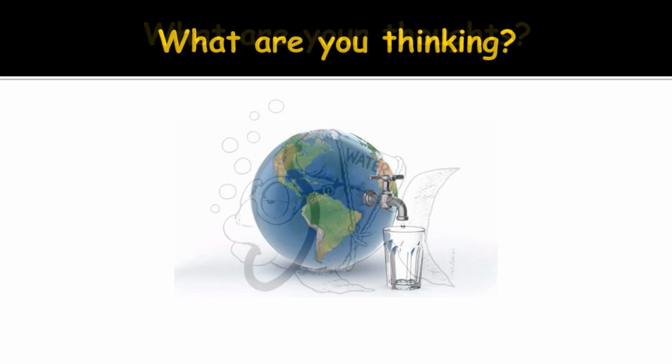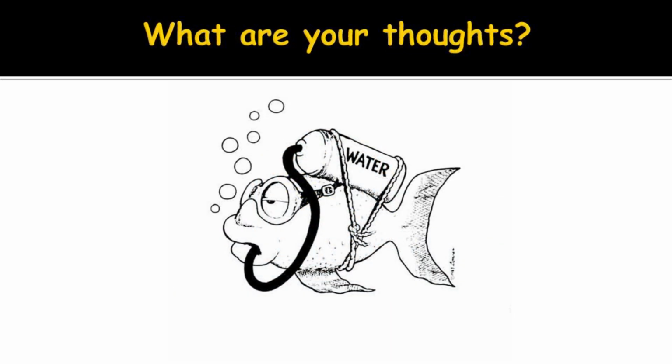Let's look at this other picture. What are your thoughts? Seems as if the fish is struggling to breathe, right? What could be happening to the water to cause this? It's possible that the water is being polluted, and so the fish has to be using some alternate means of getting water, or pure water, all right? So this is suggesting that there are some problems with our water supply.